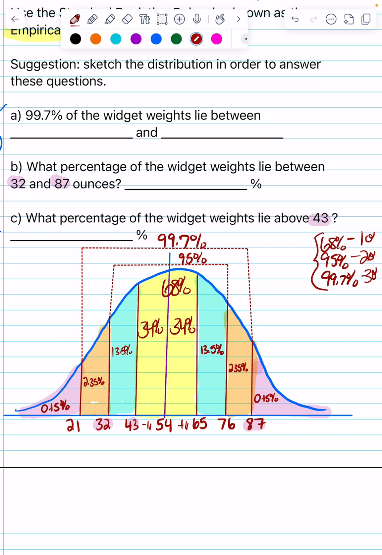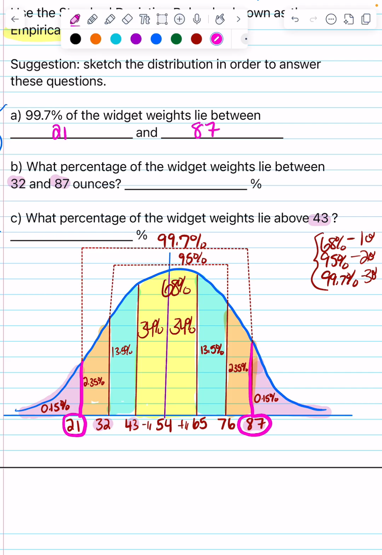All right, so going back to the question, I know I'm maybe getting a little bit more in depth than you wanted me to, but I want to make sure that it all makes sense. All right, so from the 99.7%, we would get 21 and 87. So I've drawn that in pink. That's where 99.7% of the data lies. So we're going to put 21 and 87 here.